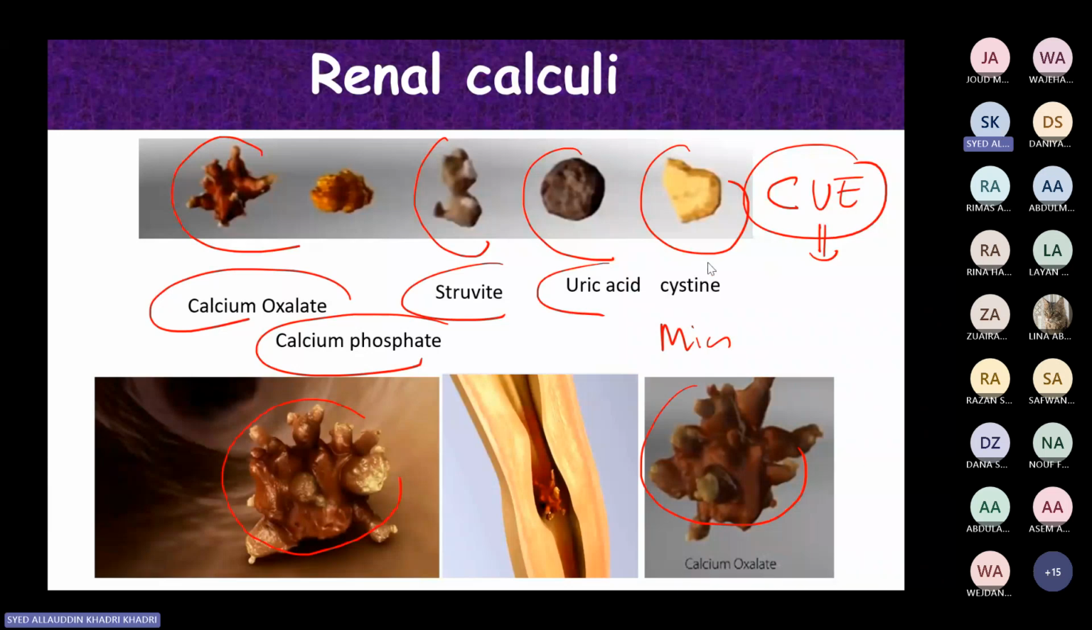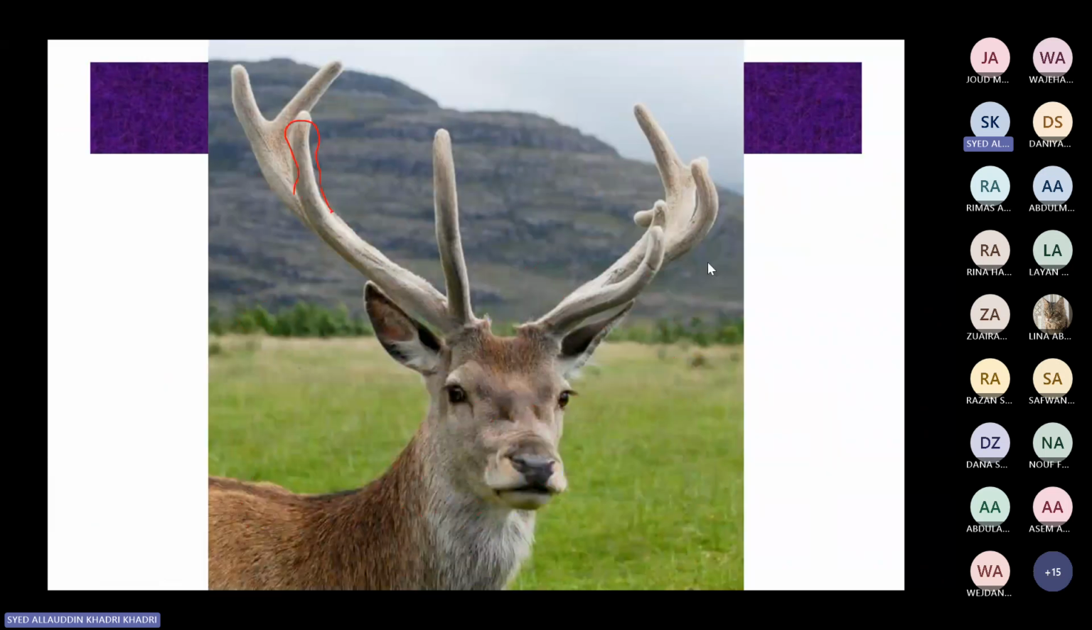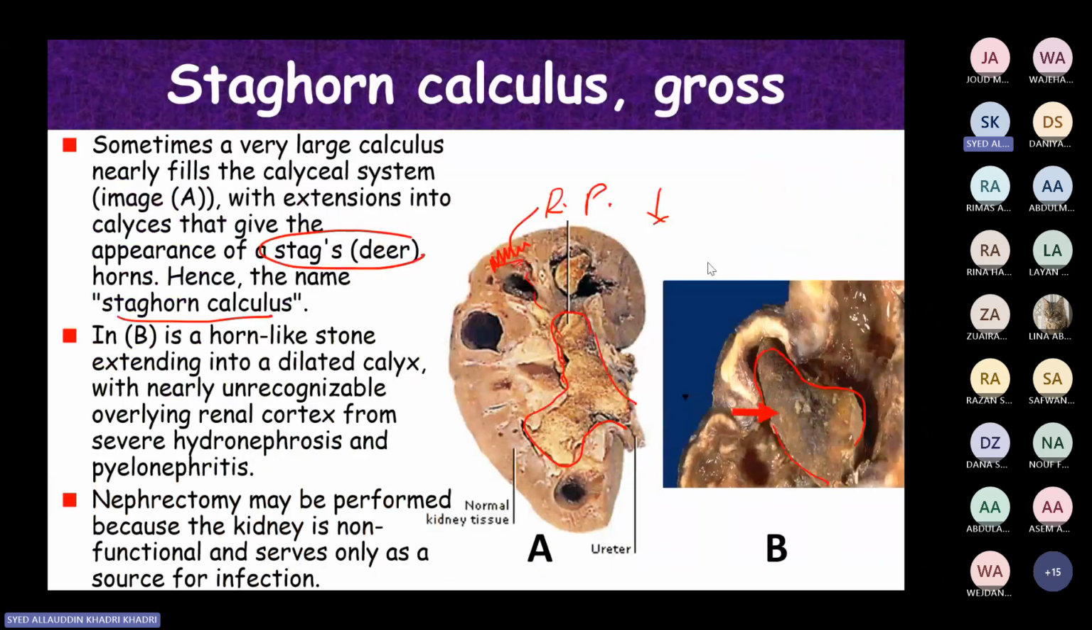Okay. Now, basically, what is happening in a very large calculus, as you have seen over here in this particular calyceal system, which actually compresses, extensions into the calyces that gives the appearance of a stag horn. But what we have read. So now we are going to ask you this in the examination.